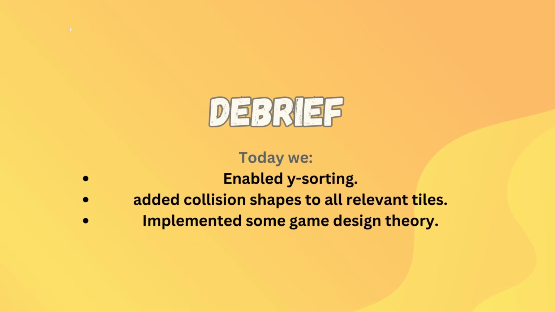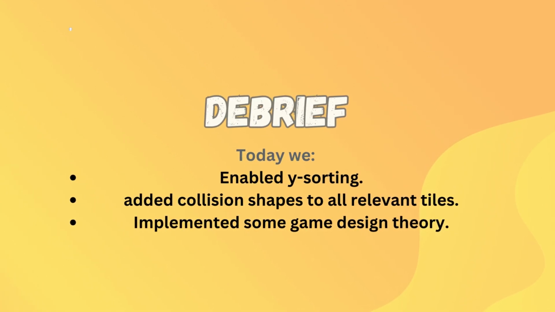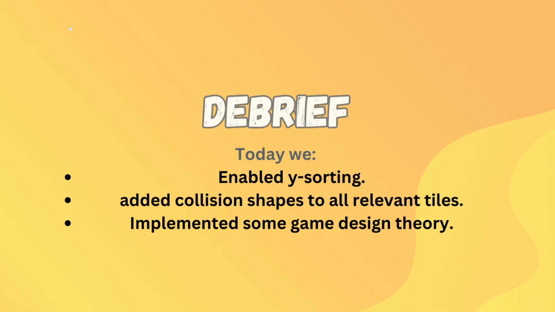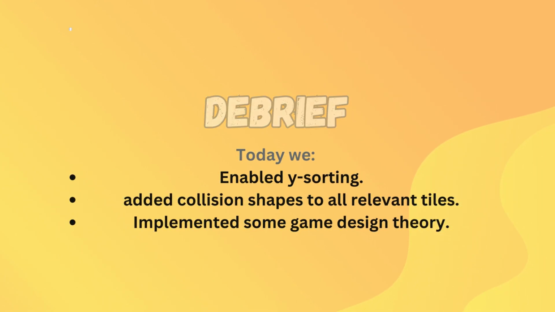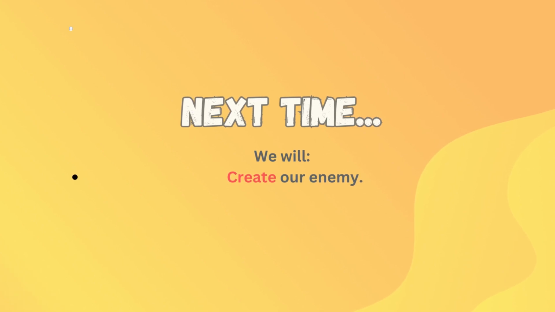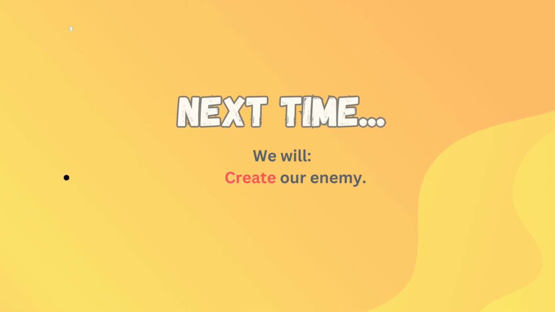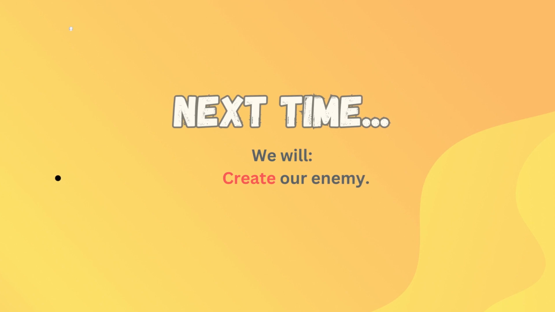So to debrief, what we've managed to do today is we've enabled our Y sorting, we've added collision shapes to the relevant tiles, and implemented some of that game design theory. What are we doing next time? Well, we're going to be creating our first enemy, and I'm really looking forward to that one.